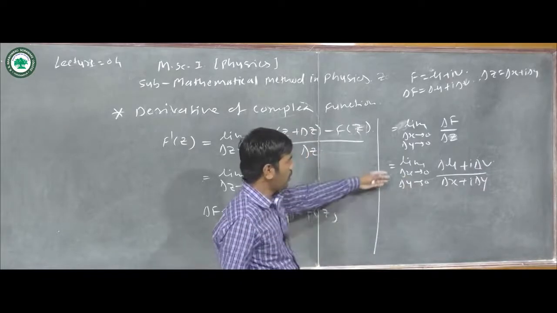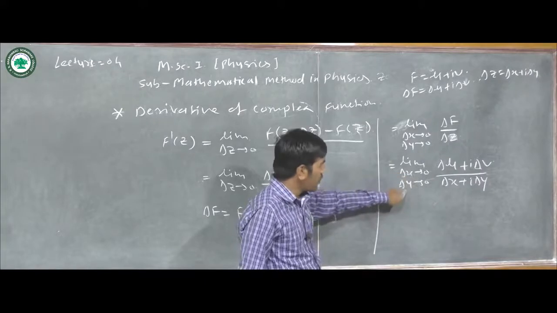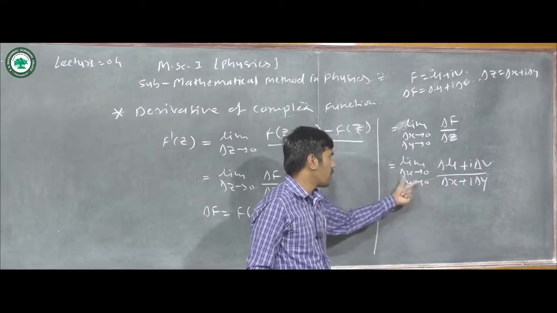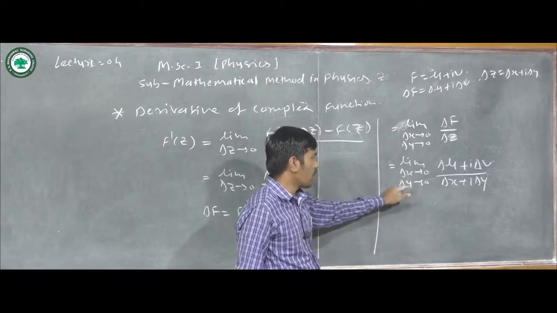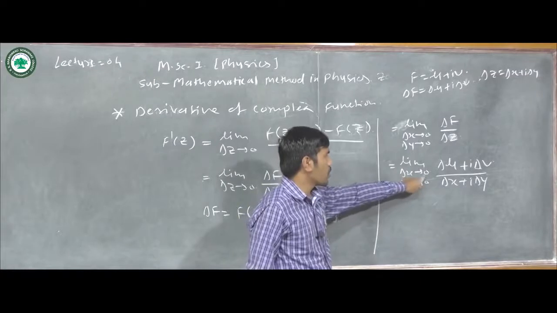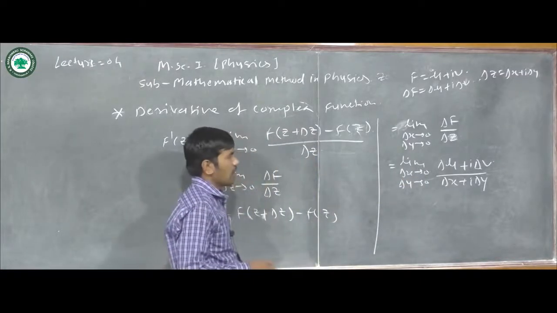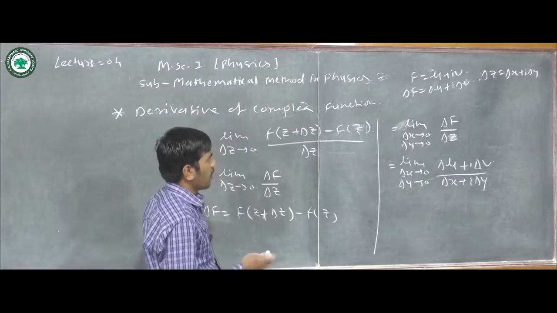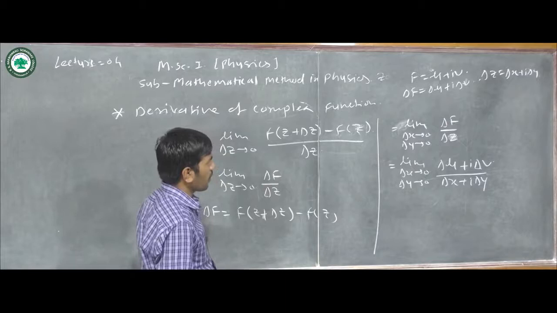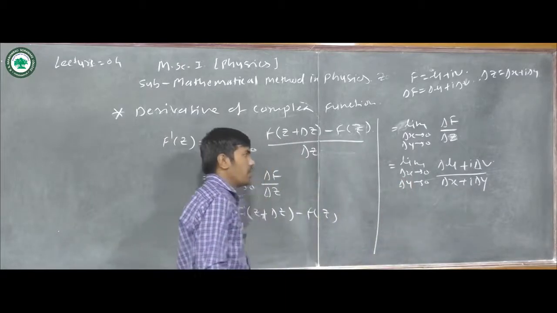Now similarly, as in the previous example we discussed, we have three paths. If we consider del x equal to 0, then del y approaches 0. In the second case, del y is equal to 0 and del x approaches 0. And the third case is where both variables simultaneously approach 0. So first we consider the first two cases.